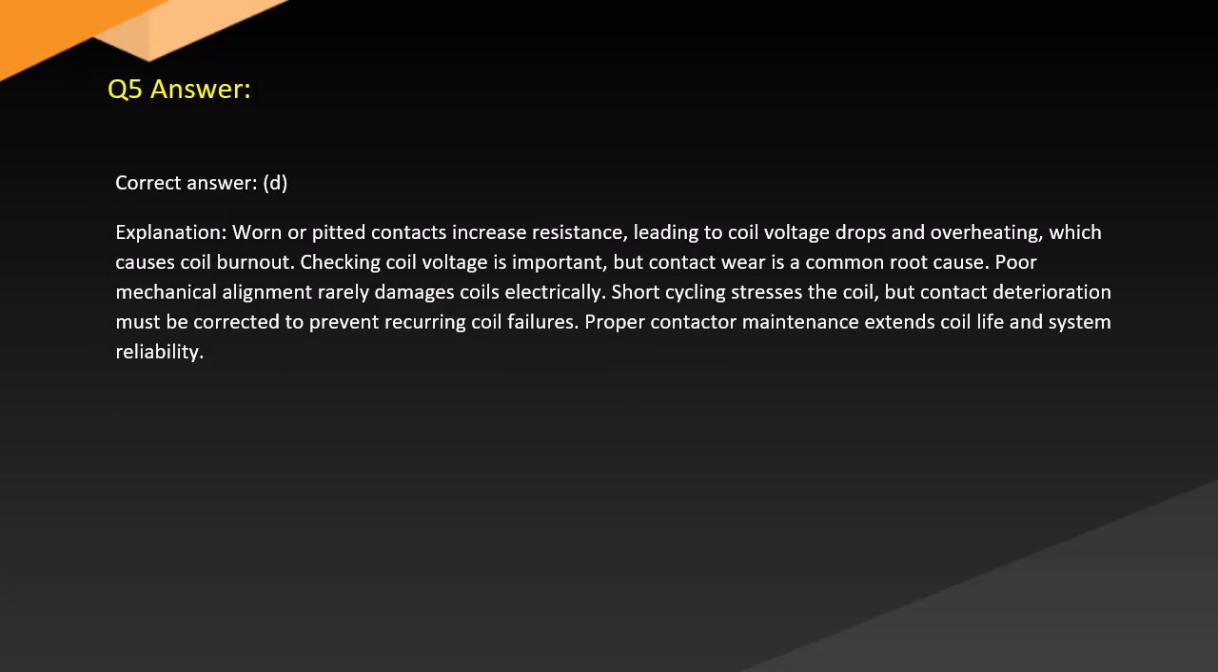Answer. Correct answer: D. Explanation. Worn or pitted contacts increase resistance, leading to coil voltage drops and overheating, which causes coil burnout. Checking coil voltage is important, but contact wear is a common root cause. Poor mechanical alignment rarely damages coils electrically. Short cycling stresses the coil, but contact deterioration must be corrected to prevent recurring coil failures. Proper contactor maintenance extends coil life and system reliability.